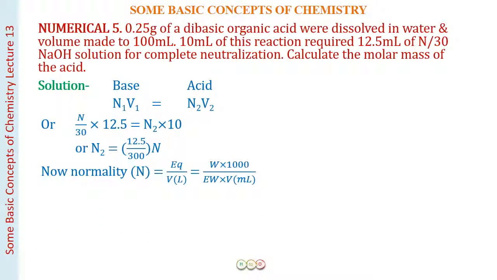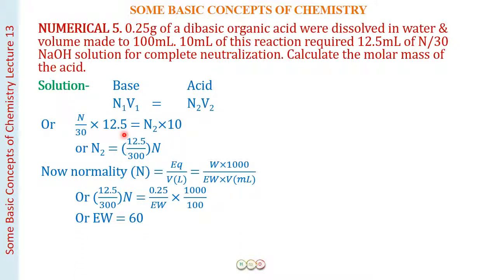So we have normality is equal to number of equivalents divided by the volume. So the number of equivalents is weight over equivalent weight. So now we can put all the values we have. We have the weight of the salt to be 0.25 gram. The equivalent weight we do not know. The volume which was taken for this 0.25 gram is 100 ml. So volume we will take as 100 ml, and normality we've already calculated. So we can calculate the equivalent weight from this to be 60.